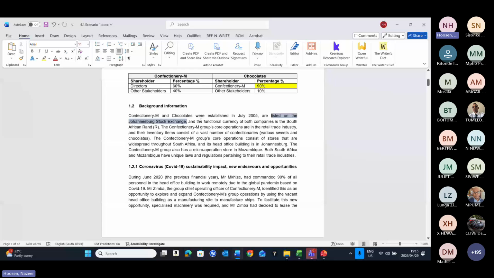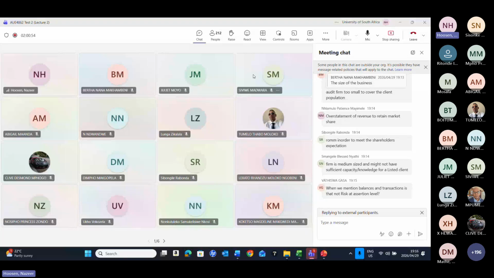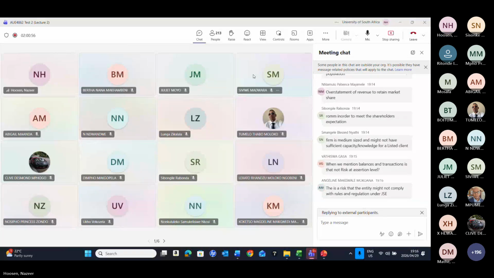So let's go on further. Confectionery and chocolates were established in July 2005. I think there was another question as well. When we ask for the risks at the assertion level, of a specific transaction or an account balance, that would indeed be risks at the assertion level, sure. Okay. There's the risk the entry may not comply with the rules and regulations in terms of the JSE. Thanks as well, Angeline. Thank you for the question, Vadiswa.